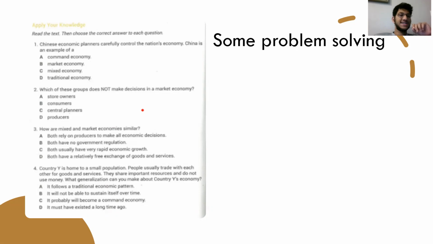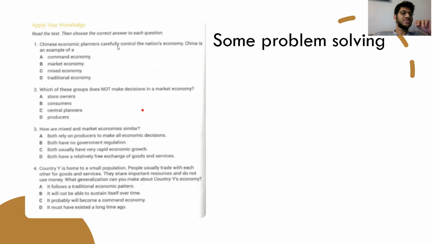So the idea is that they're talking about Chinese economic planners carefully controlling the nation's economy. That means there's some kind of control involved. And when they're referring to the economic planners, they're probably talking about the government, some sort of state agency, people who have the ability to control these kinds of decisions. So it already feels like it's not a traditional economy because we have no idea whether it's doing things like it has historically been done. There is no information given as to whether or not it's a traditional economy. It also doesn't seem to be a mixed economy because it seems like the economic planners are the ones making all the decisions.